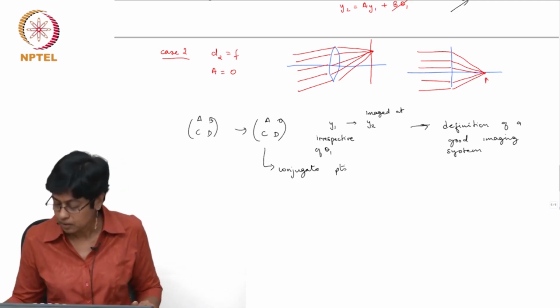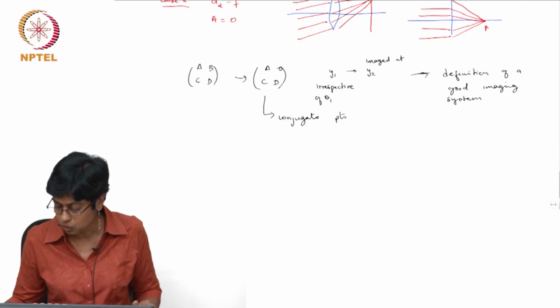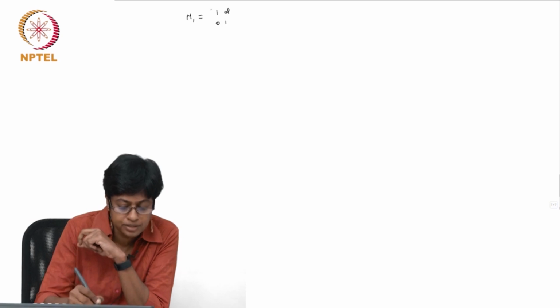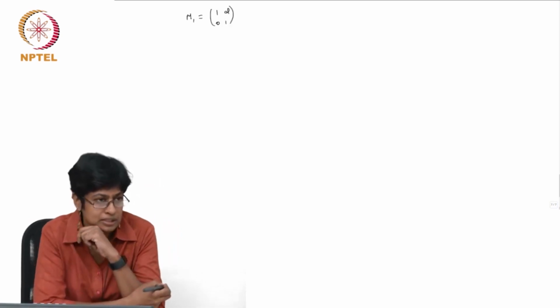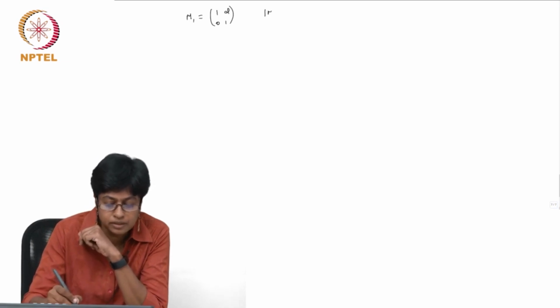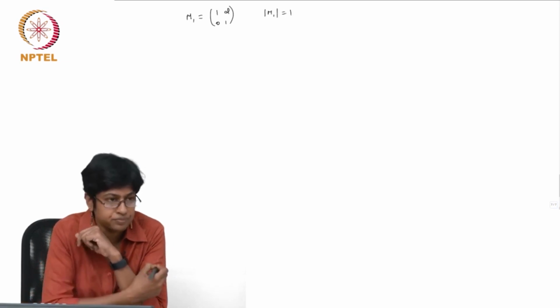Okay. Now, another thing you might not have noticed, but if you look at the matrices we developed yesterday, we did a matrix for travel through free space. So if a ray travels through free space of distance d, this was the matrix that you got. The determinant of this matrix is 1.